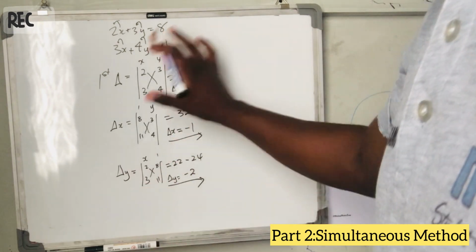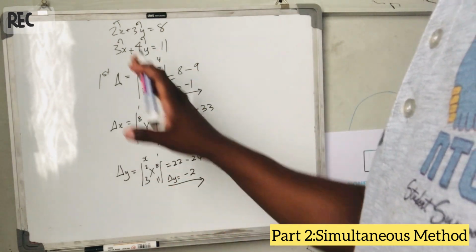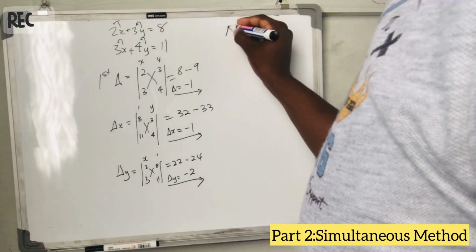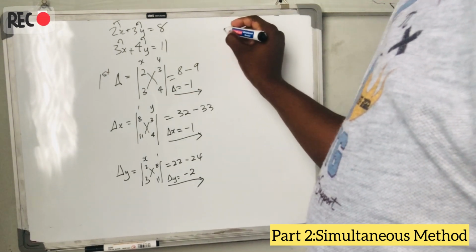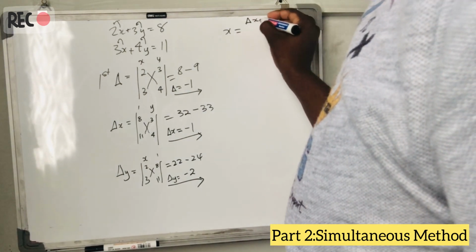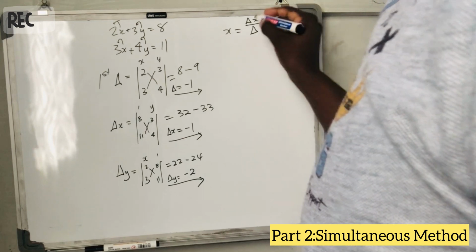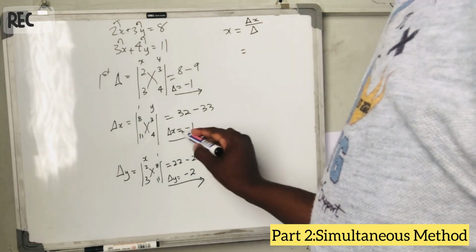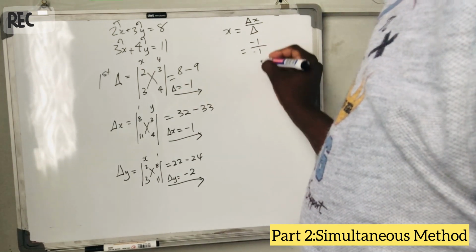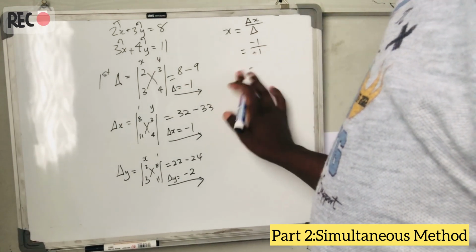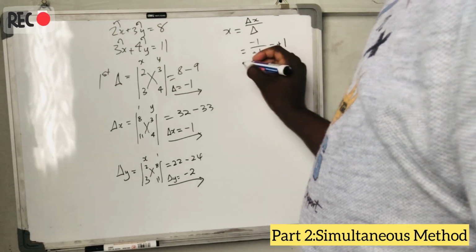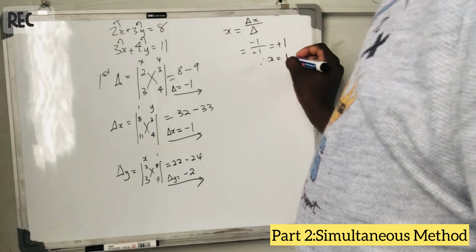After you have calculated the changes, now it is easier for you to get the value of x and the value of y. To get the value of x, you say x is equal to the change in x over the change. The change in x is negative 1, so negative 1 over the change, which is negative 1. Negative 1 divided by negative 1 gives us positive 1. Therefore x is equal to 1.